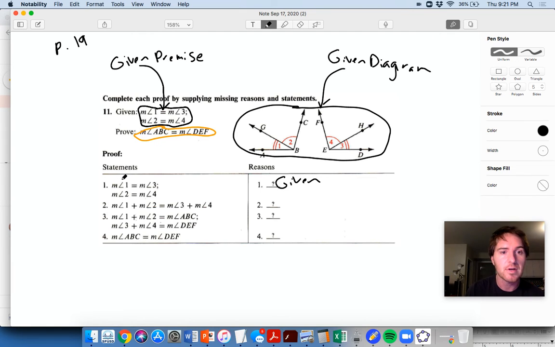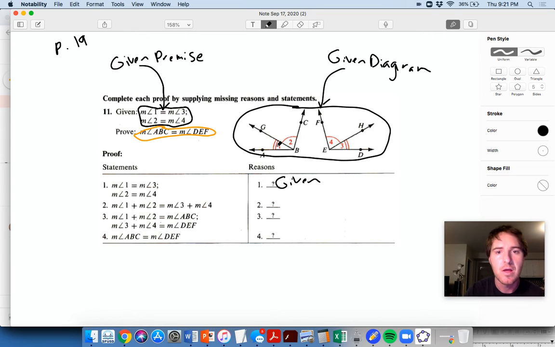And look at that. We have our given premise right here: measure of angle 1 equals measure of angle 3, and measure of angle 2 equals measure of angle 4. Now we have to look at what the book's doing for us here. So this is kind of hard. Sometimes it's honestly easier to write a proof on your own to get to this proof statement right here. Let's just look at the proof real quick.